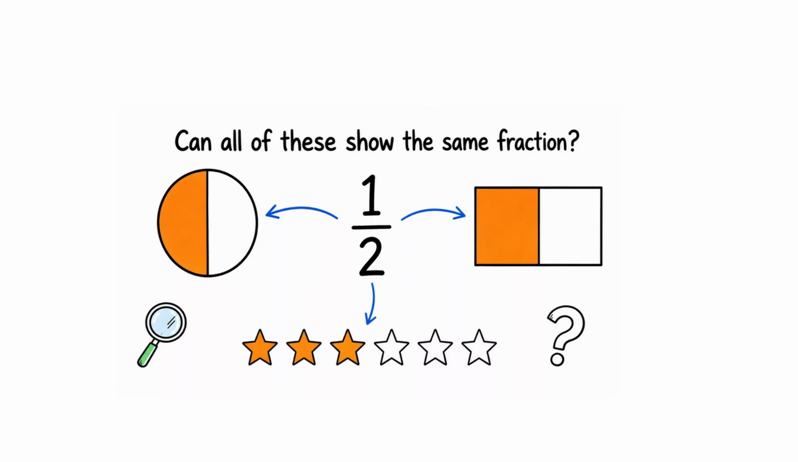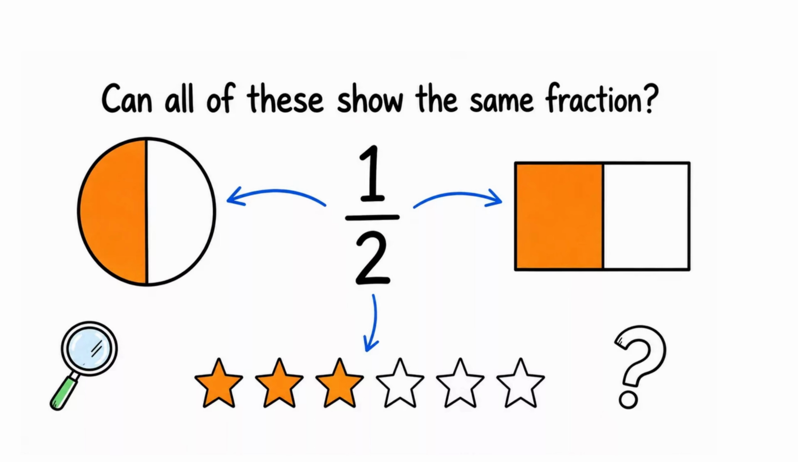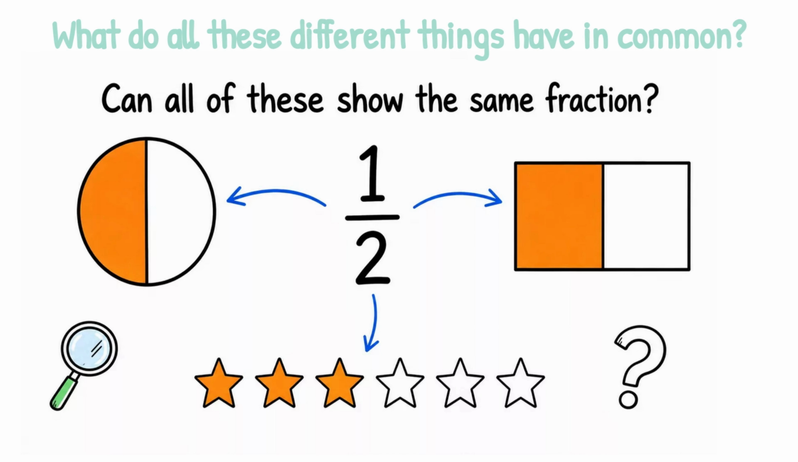Take a look at these pictures. They don't look exactly the same, do they? We have a circle, a rectangle, and a group of stars. But believe it or not, they can all represent the same fraction, 1/2. So how can one fraction have so many different looks? That's what we're going to investigate today.